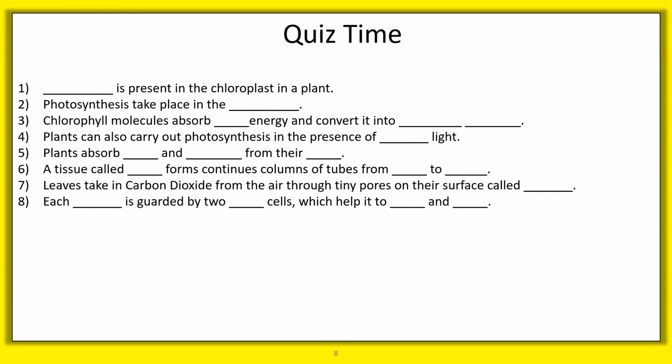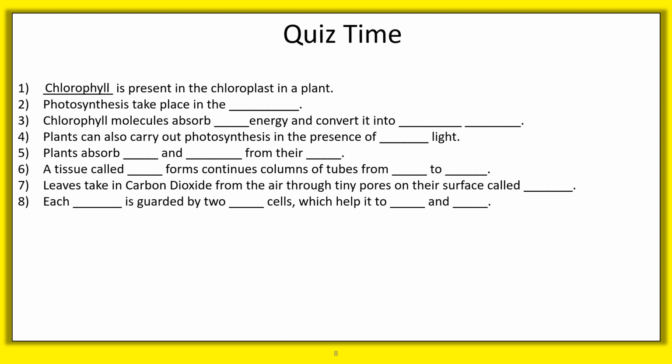Finally, we are done with all the conditions for this slide and for this PPT. So let's look at the quiz time. First, dash is present in the chloroplast in a plant. You will get 5 seconds to answer each question, and please pause the video if needed. Let's start. Dash is present in the chloroplast in a plant. The answer to the first question is chlorophyll.